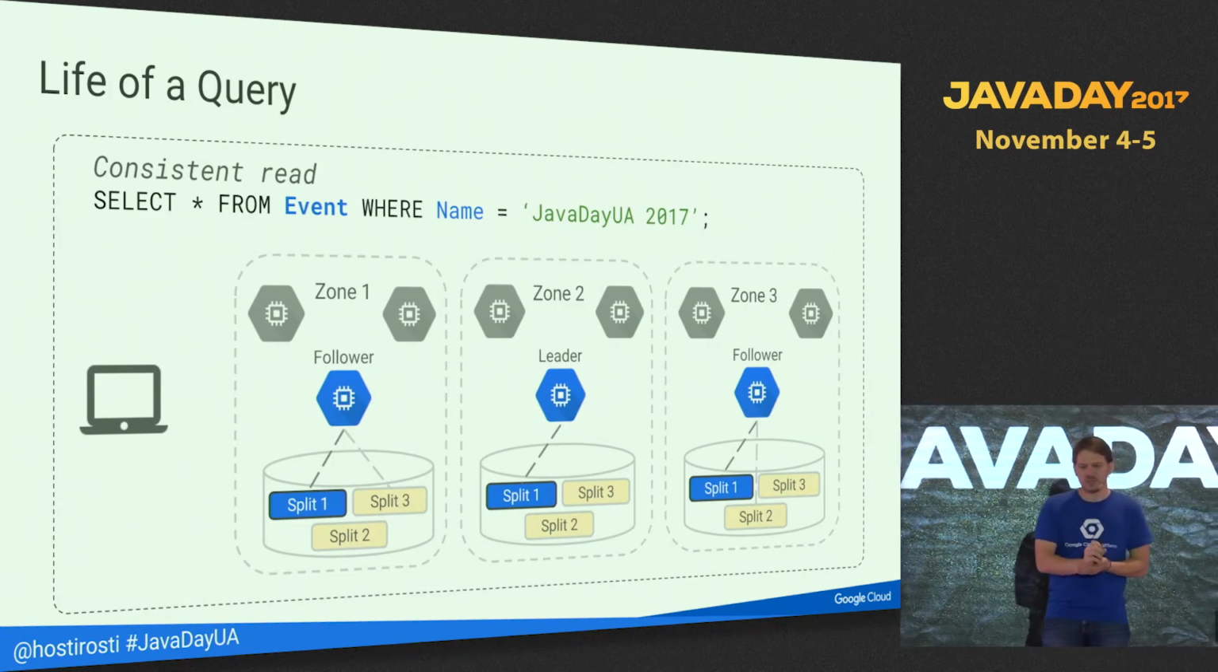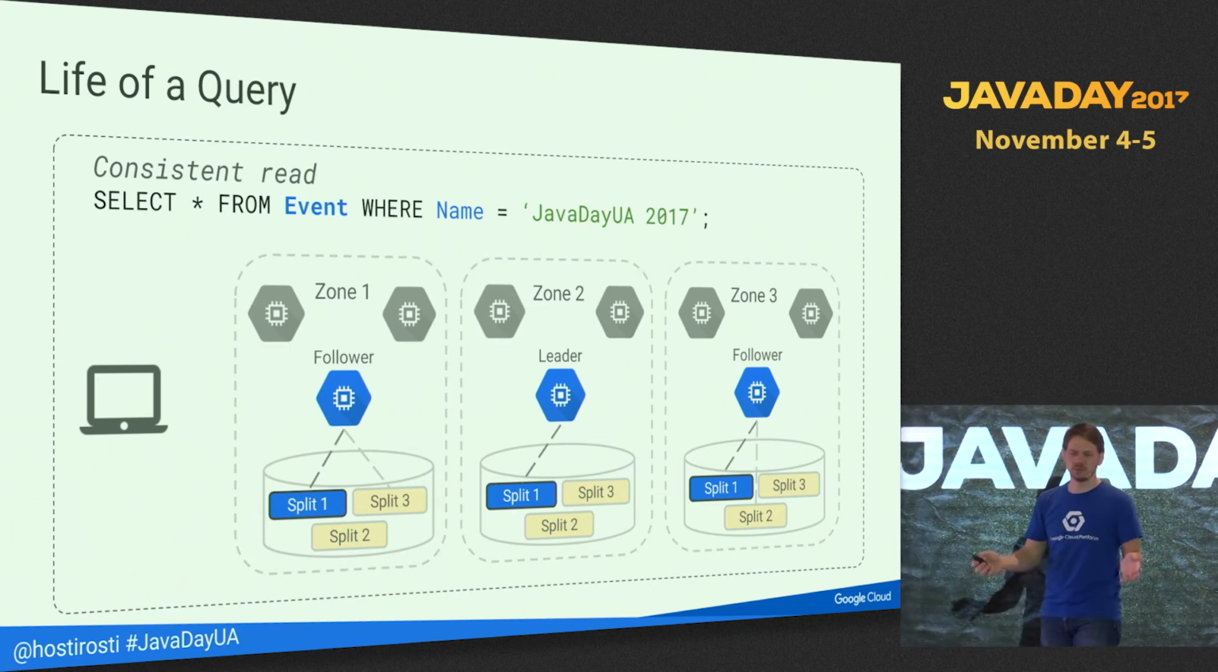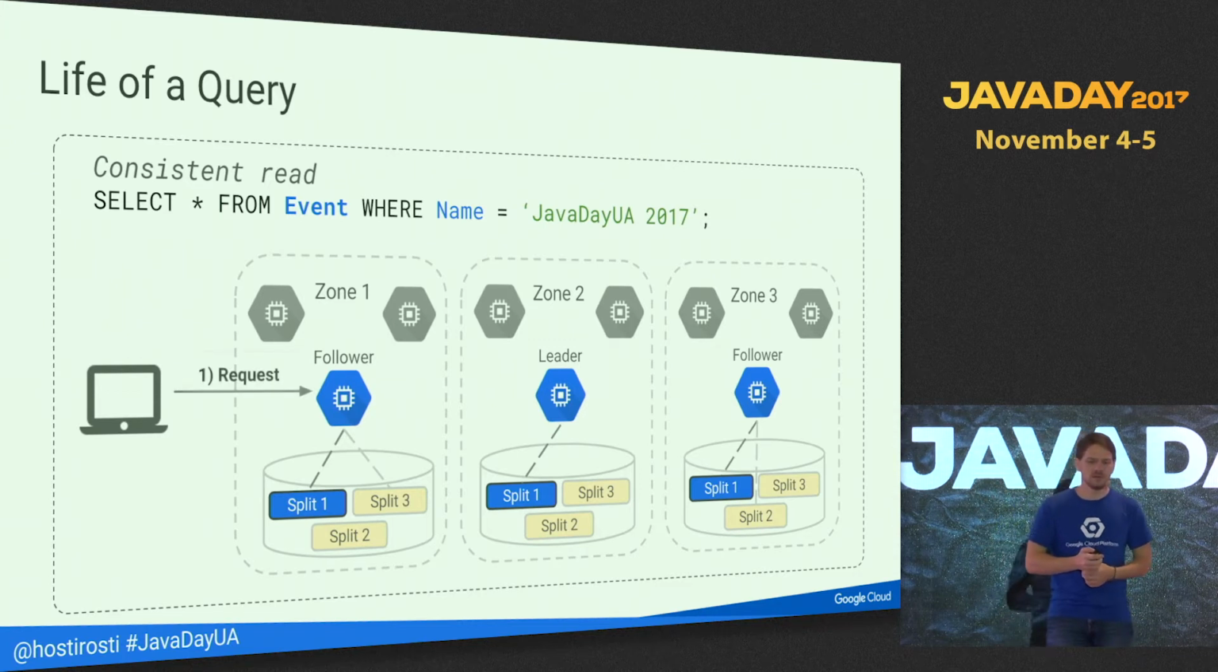All right, switching gears a little bit and looking at it from the perspective of a query. So let's imagine I have a read query. So here in this case, select star from an event table where the name is JavaDay UA 2017. Now that request comes in from a client, and it's routed to a follower of my Paxos group.